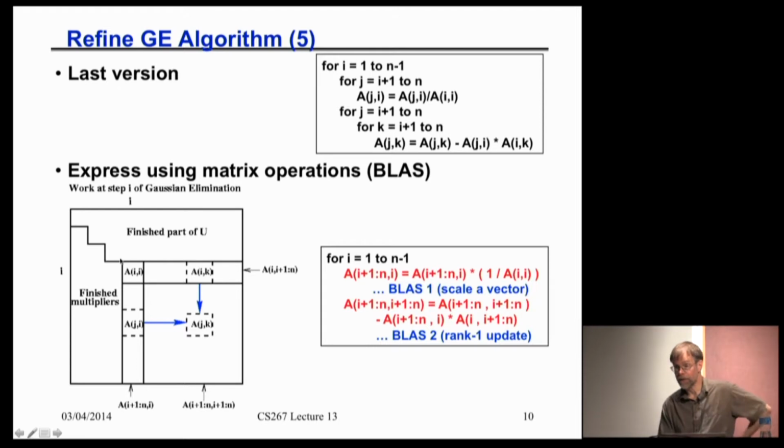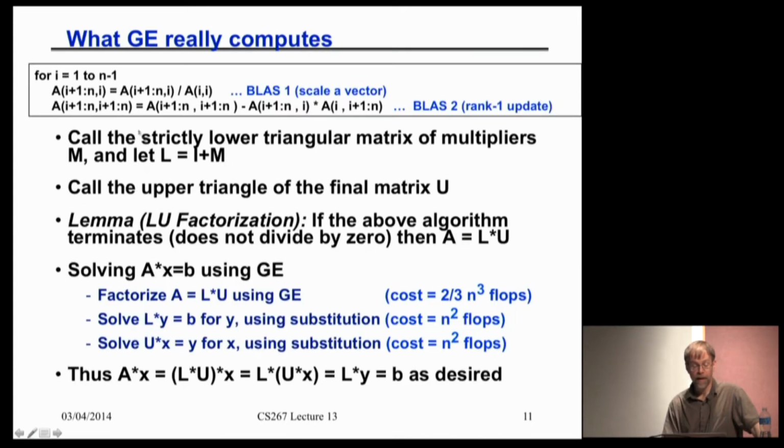So here's the picture to see how the algorithm is making progress. At the i-th step, I have finished all these multipliers. That's all finished. I've finished that part of the upper triangular matrix, and I'm updating the trailing part. OK. So let me write it there as 3 lines of code. There's Gaussian elimination. And so what have I actually done here? Let me now use those multipliers and tell you what I've done.